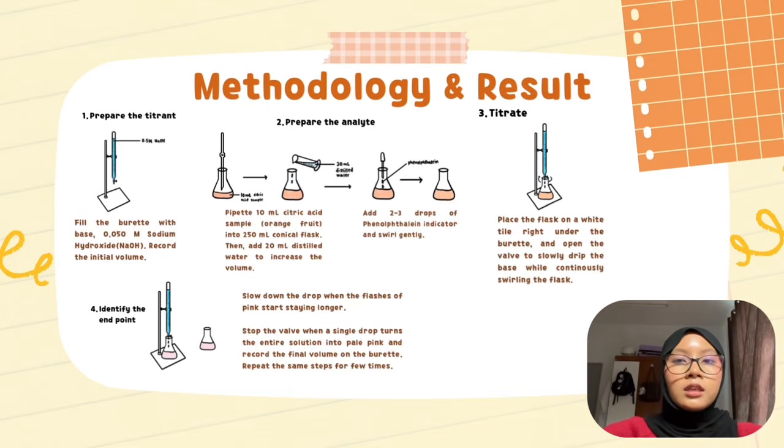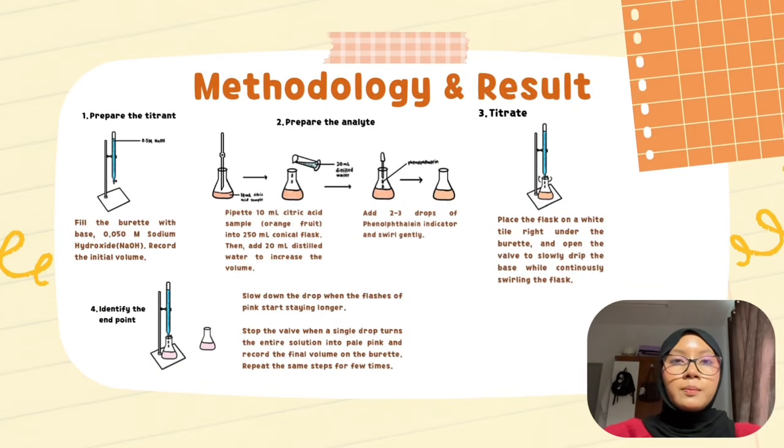Next, 10 ml of orange juice was transferred into a 250 ml conical flask using a pipette, and then 20 ml of distilled water was added to dilute the sample and make the titration process easier to observe. And after that, 2 to 3 drops of phenolphthalein indicator were added.